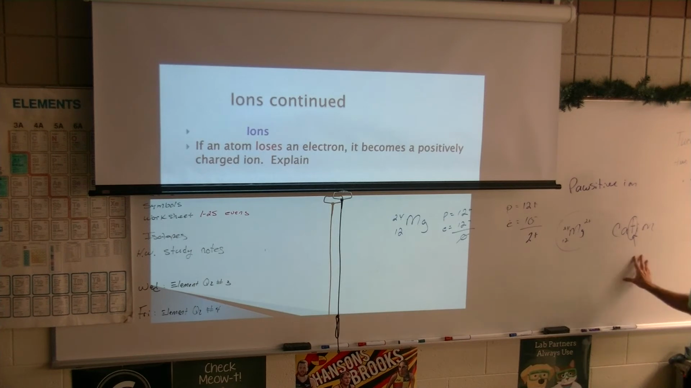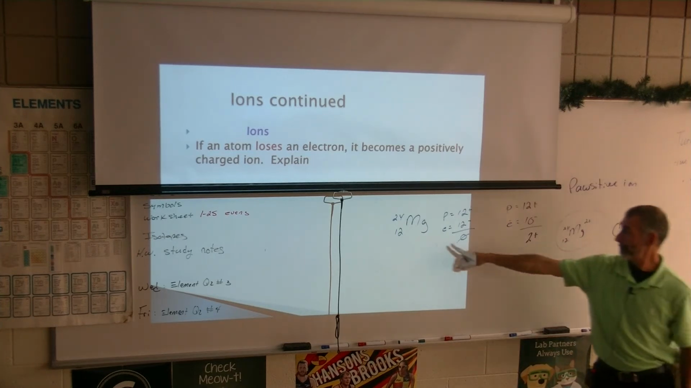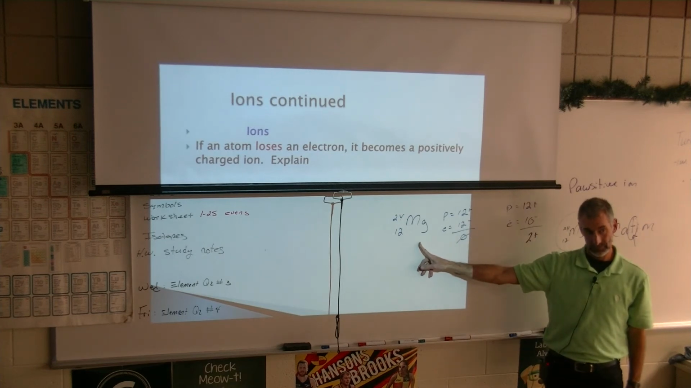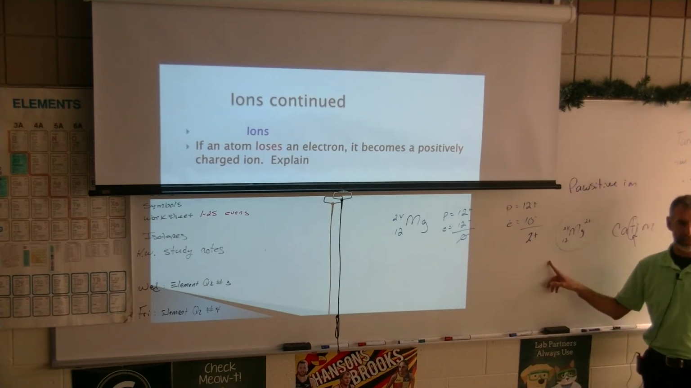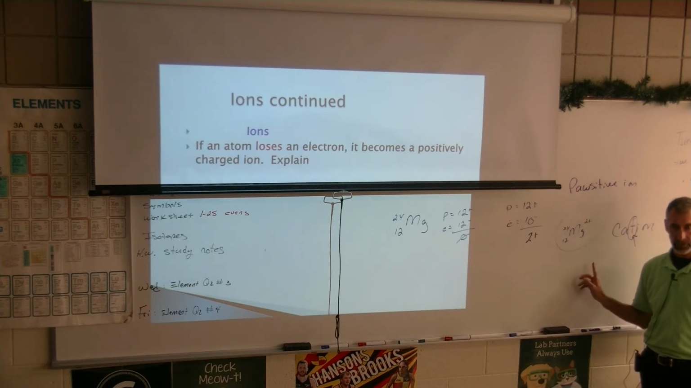The cations don't change their name. Anions do, cations don't. So I would simply say magnesium ion, magnesium atom. See the difference? Magnesium atom, magnesium ion. I don't say magnesiumide. Sounds kind of weird. So we don't change the ending or the name of the cations.